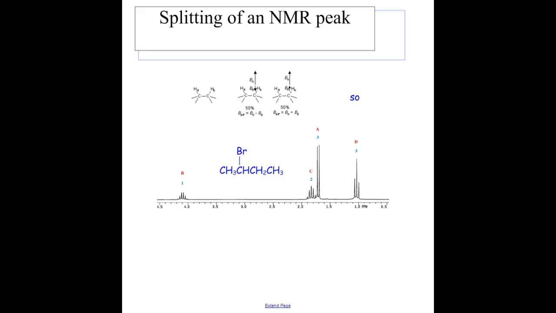So this is my B hydrogen. These are my C hydrogens. These are my D hydrogens. And these are my A hydrogens.